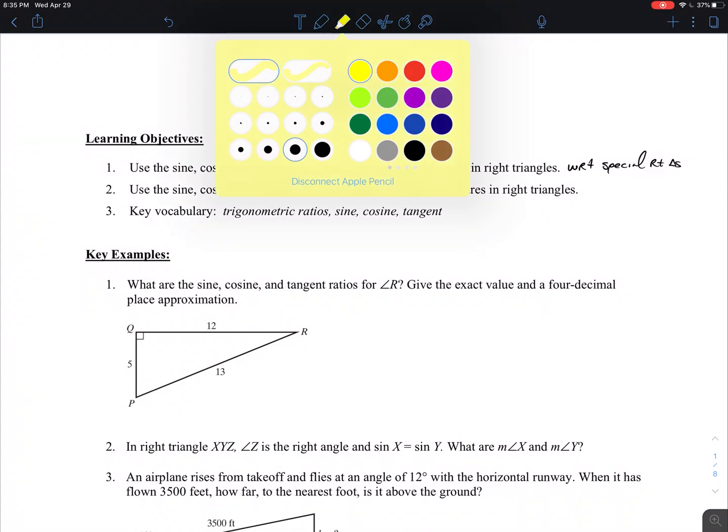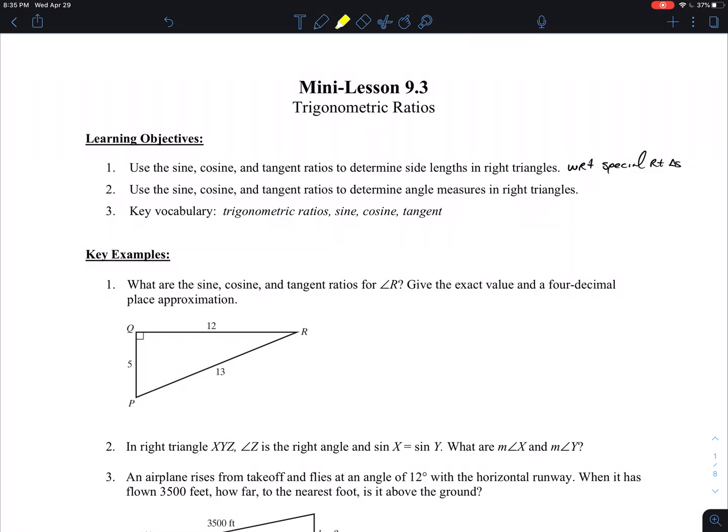Hey, welcome back. Today we're gonna continue on with our trigonometric ratios. This video is mainly focused on objective 1: use the sine, cosine, and tangent ratios to determine side lengths in right triangles. With respect to special right triangles, the items we have been talking about.